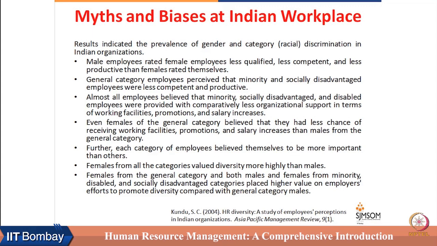General category employees perceived that minority and socially disadvantaged employees were less competent and less productive. Almost all employees believed that minority, socially disadvantaged and disabled employees were provided comparatively less organizational support in terms of working facilities, promotions and salary increases. Even females of the general category believed that they had less chance of receiving working facilities, promotions and salary increases than males from the general category. Further, each category of employees believed themselves to be more important than others.